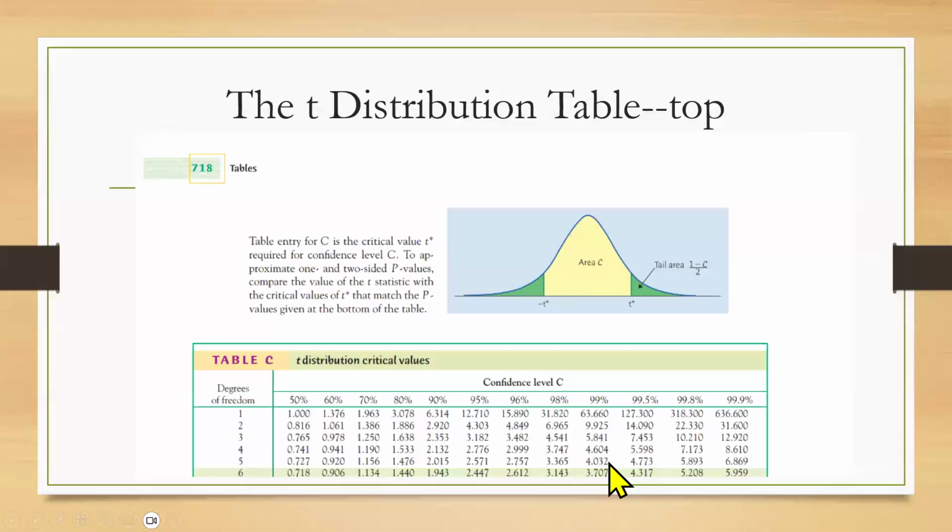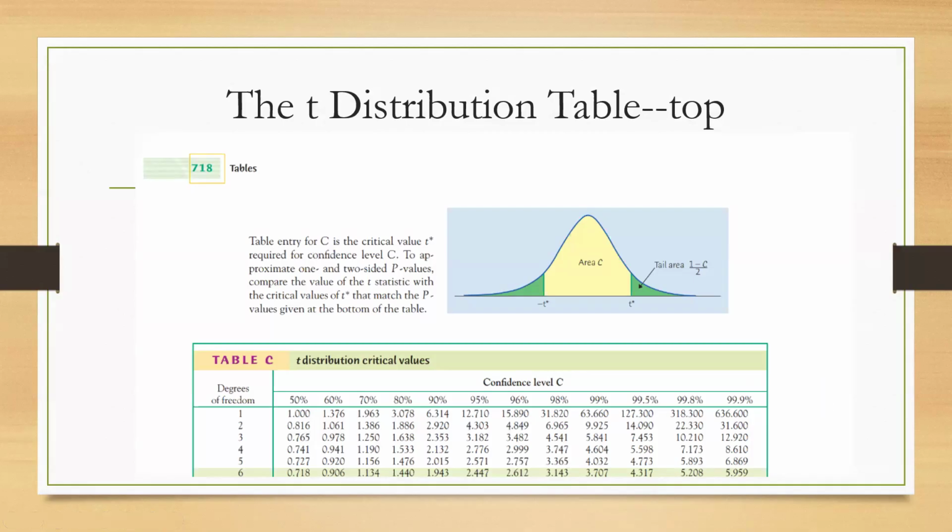All right, so the values in the table are values of T that go along the x-axis. Right now, the distribution's symmetrical. So whether we have a positive T or a negative T, we're just going to use the table exactly the same way. It's kind of like you can just take the absolute value of your calculated value to use the table. So this is the top of the table, and that can help us find those values of T star.